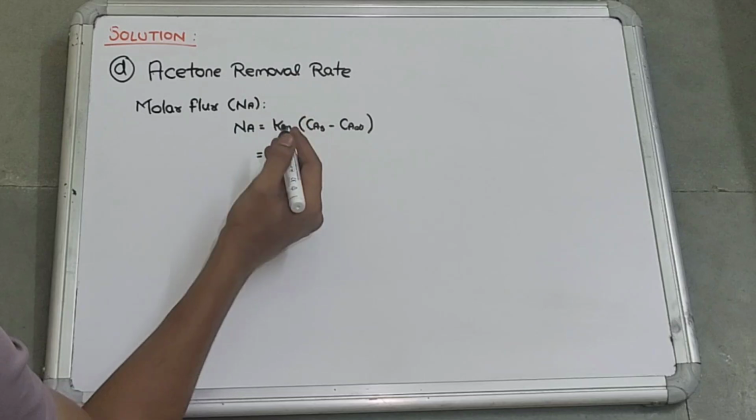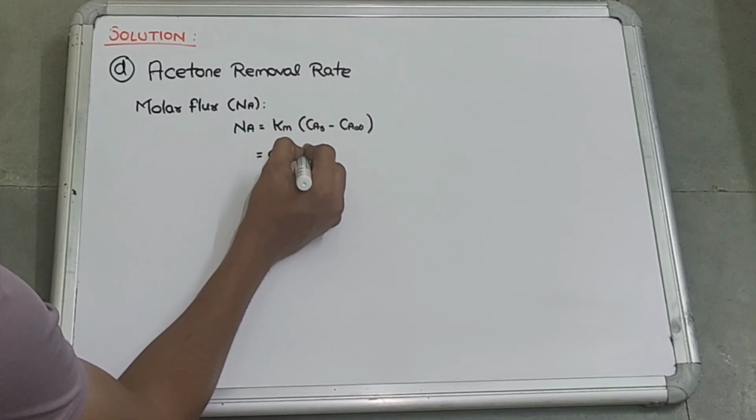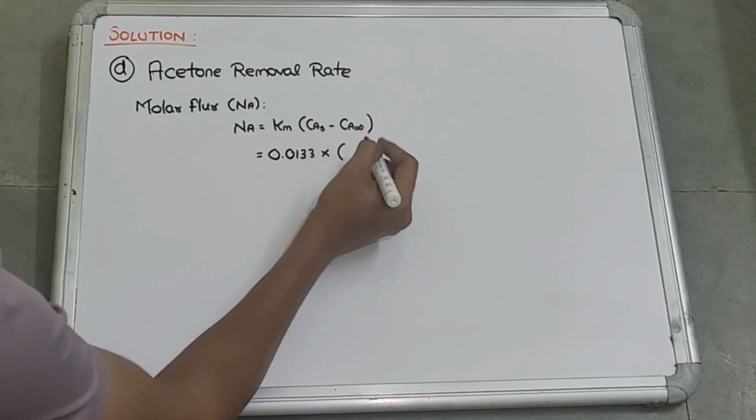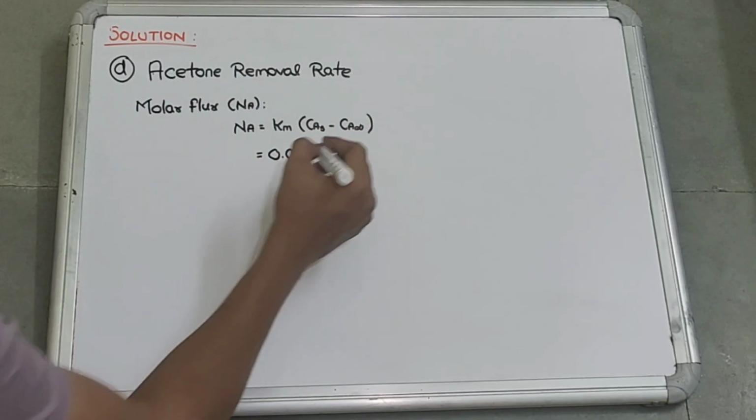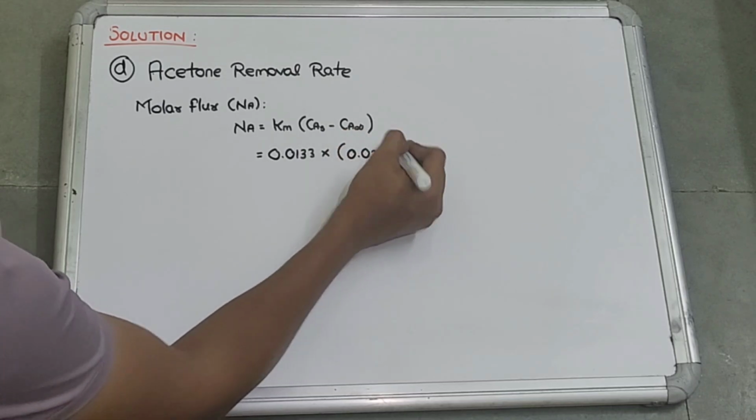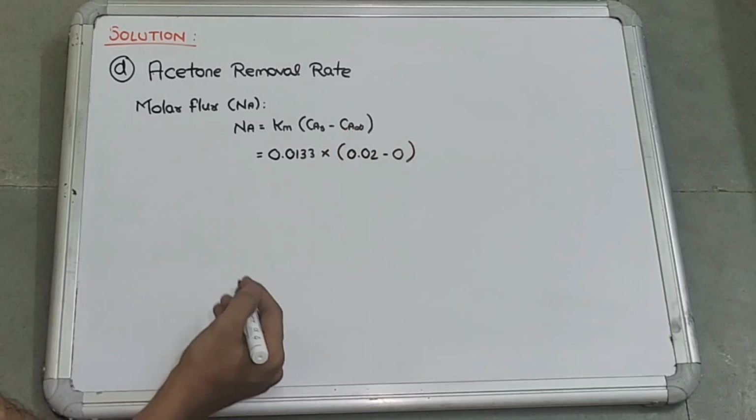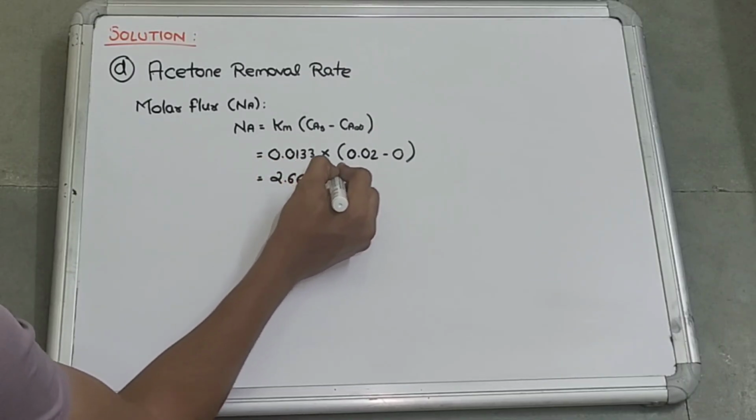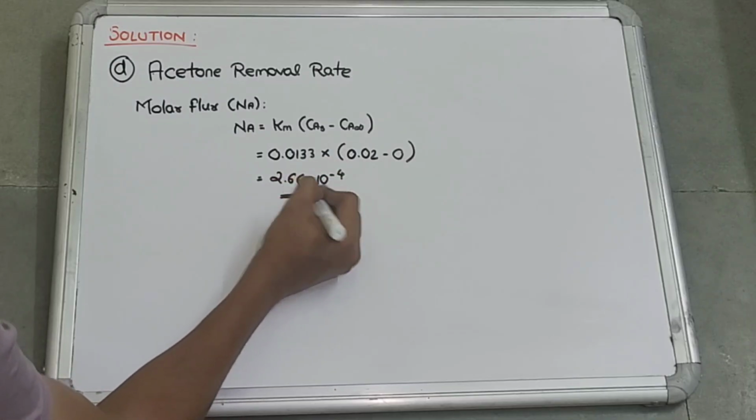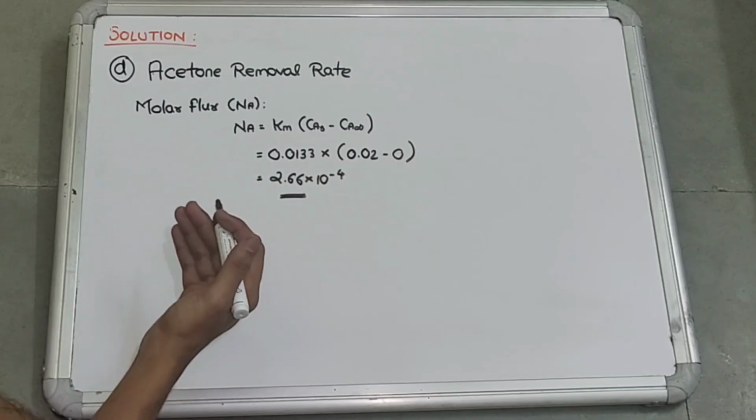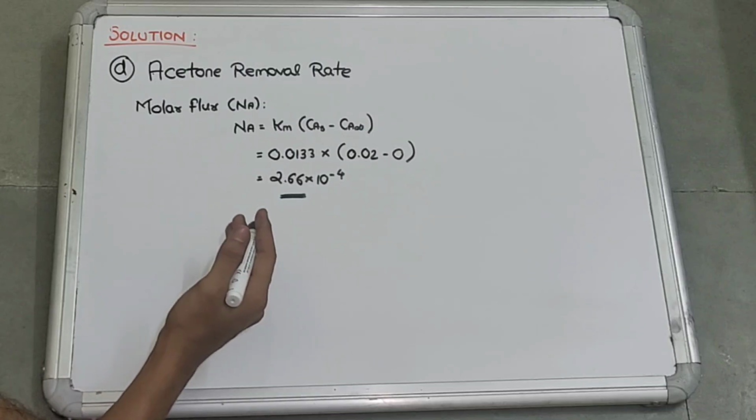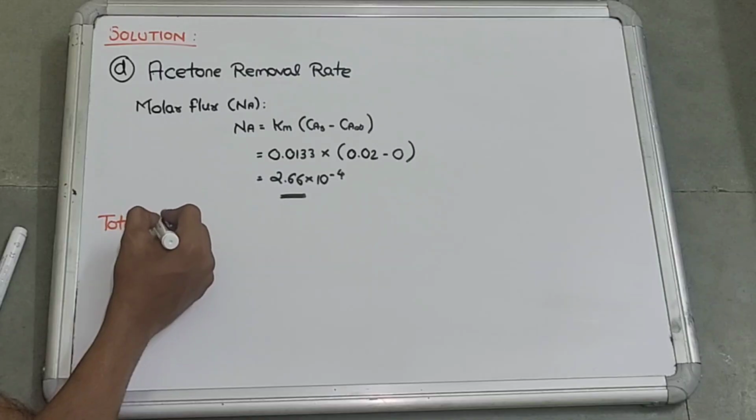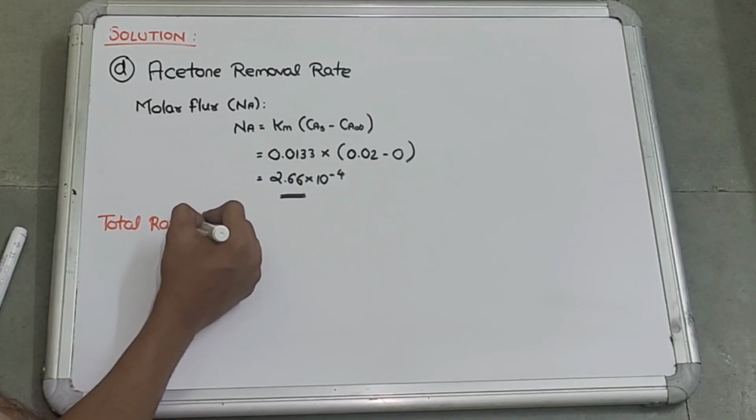Substituting the values, mass transfer coefficient we have calculated in previous parts and it is given as 0.0133 multiplied by the concentration at the surface, which is given to be 0.02, and bulk concentration is assumed to be 0. Calculating this, we get value as 2.66 into 10 power minus 4. Now with the help of molar flux, we find the rate, that is total rate per plate.